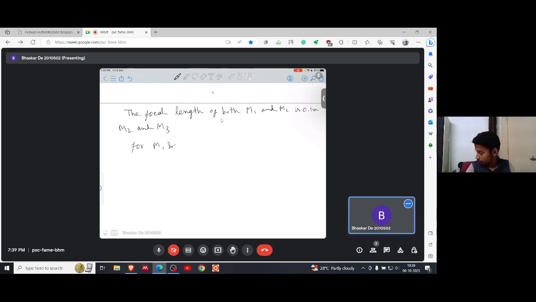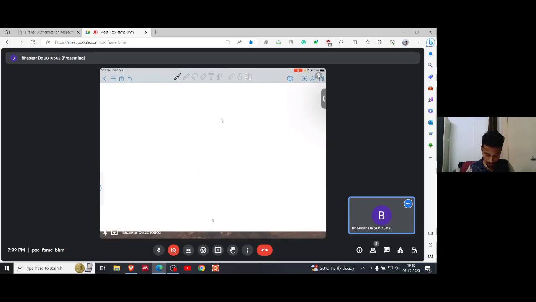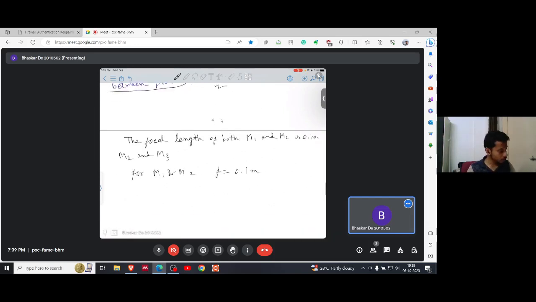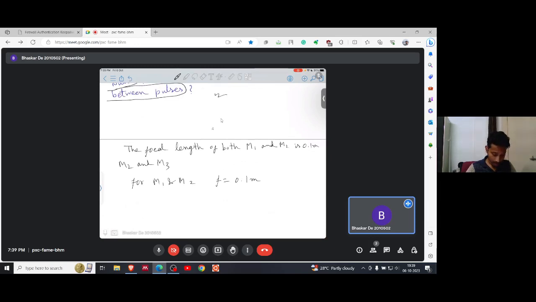So now for M1 and M2, F equal to 0.1 meter. Okay, and delta t shape, the separation between two pulses, is 12 nanoseconds, equal to 2d by c. D equal to 1.80 meter.